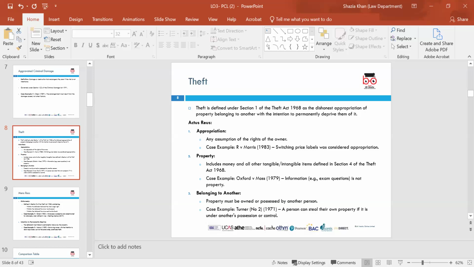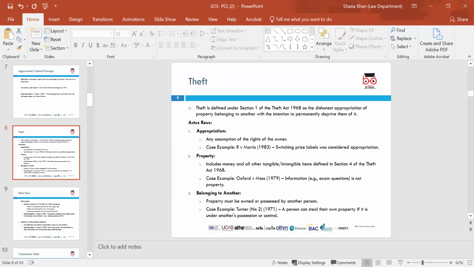And indeed, the R and Morris case, a really popular case, again on the slides, confirmed that an appropriation was not just physically taking the property, but could be achieved, for example, by doing any act that only the owner has the right to do, for example, by selling it.